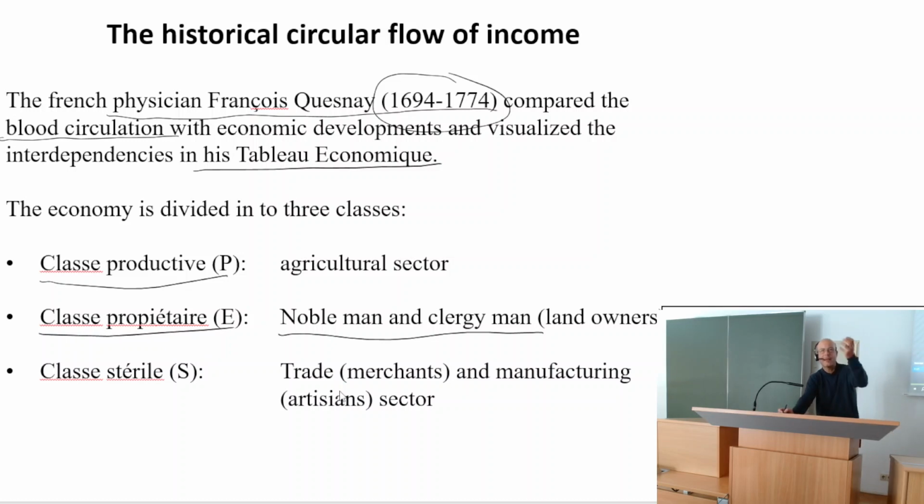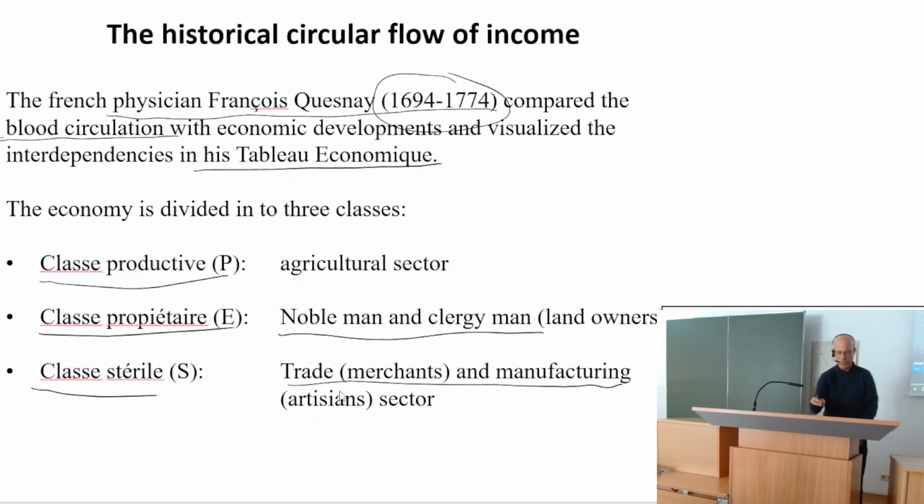And then there are rising the civilians, the citizens of the cities, and they start to sell and to buy things. And this is something in between. So we have the main production sector, the agricultural sector. We have the ones who own the capital, and then more or less in between, there is this starting point of the trade, the merchants, and the manufacturing sector. And therefore he called them in between class sterile.